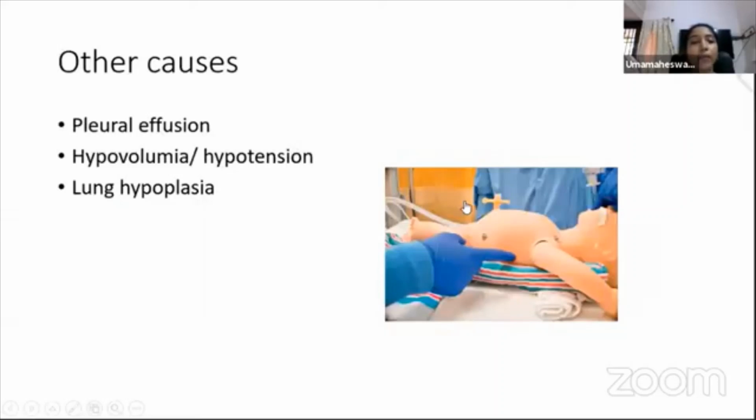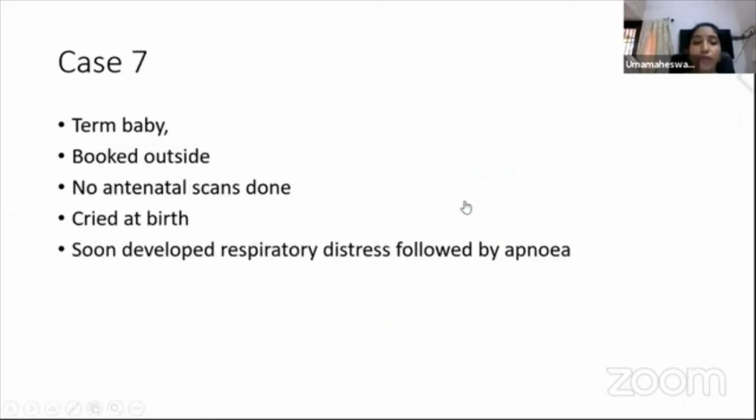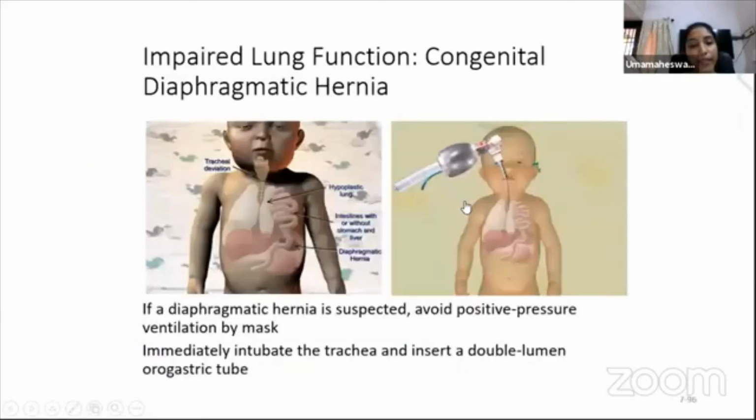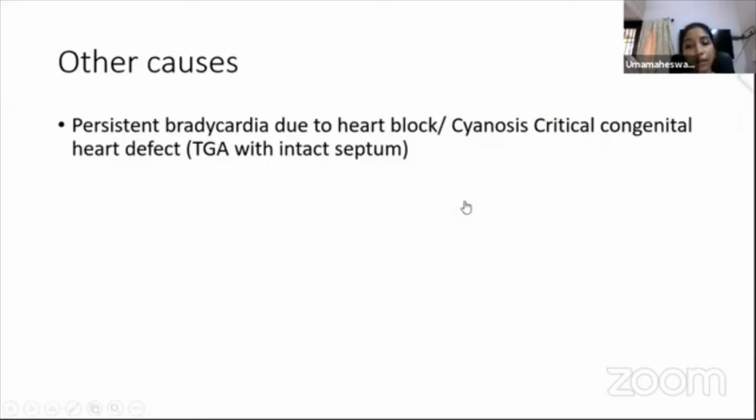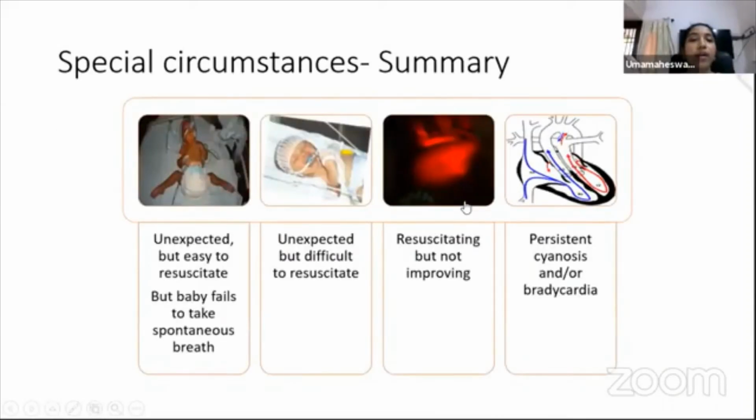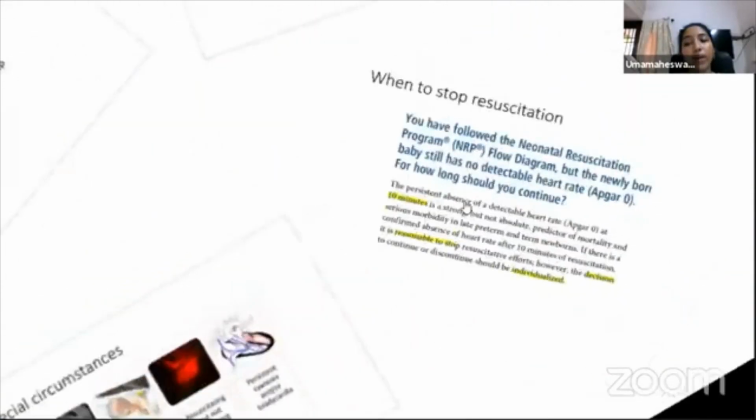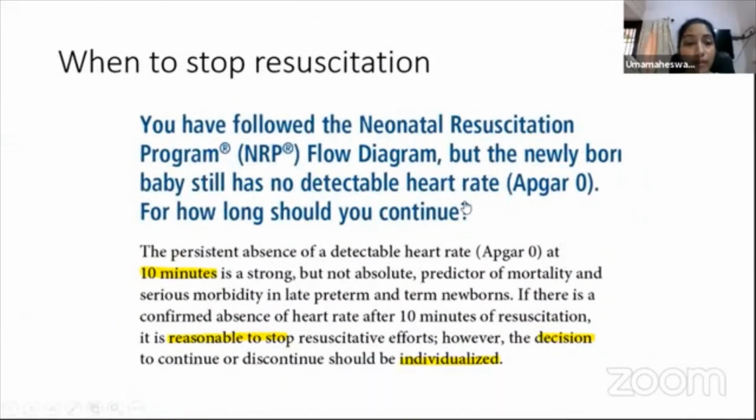Other causes for babies who will not be responding to your normal resuscitation would include pleural effusion and congenital diaphragmatic hernia. Other causes will be critical congenital heart disease or persistent bradycardia due to heart block. So with that, one last thing I want to touch upon is when to stop resuscitation. Whenever you have non-detectable heart rate, that means heart rate is 0 at 10 minutes, it is reasonable to stop. They are not recommending you to stop all the time. It is reasonable to stop, and the decision has to be individualized.